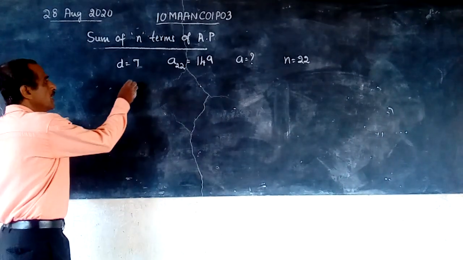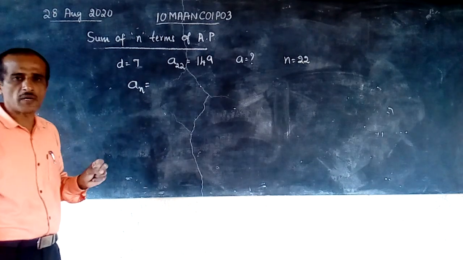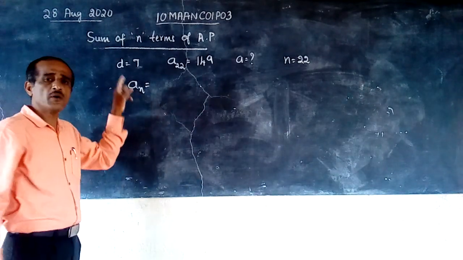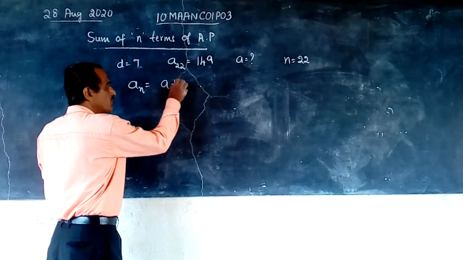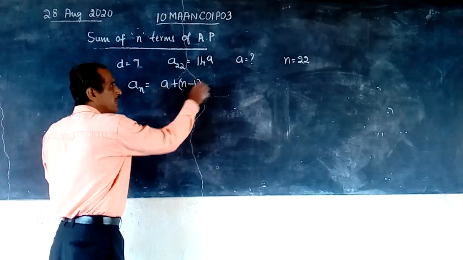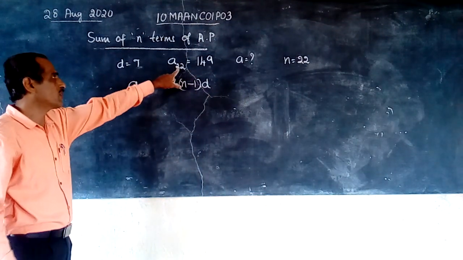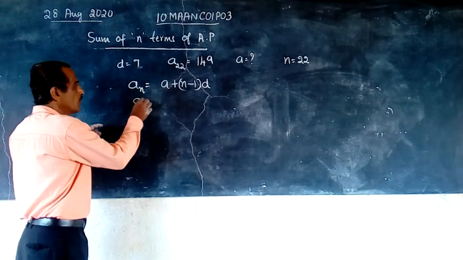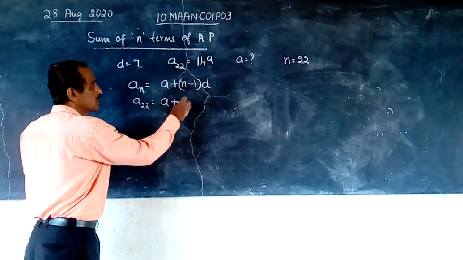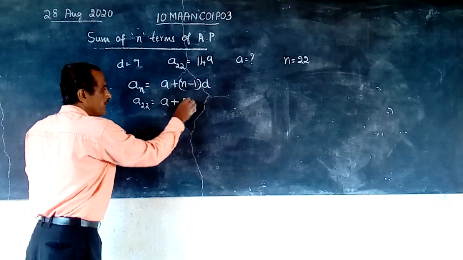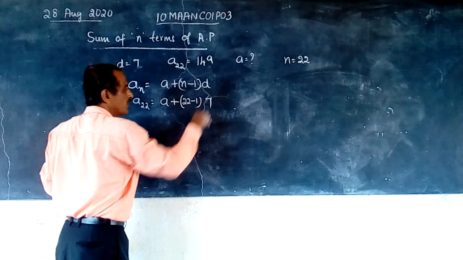So how to find a? The last term A22 is given, so you have the formula: an is equal to a plus n minus 1 d. Let us consider n is equal to 22, so a22 is a plus 22 minus 1 into d. d is given in the question itself, 7.